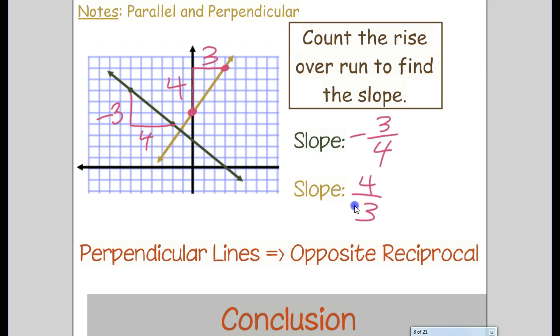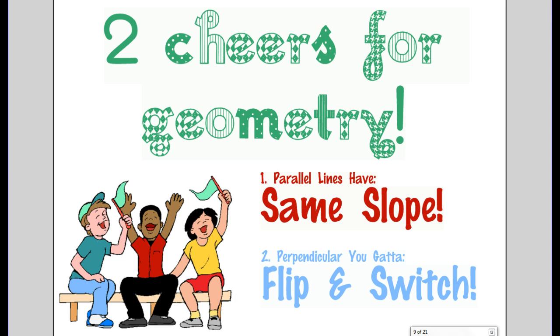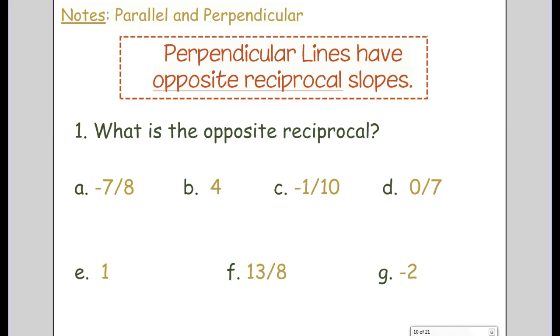You can't just do one or you will not be perpendicular. All right. We're not going to do the cheers today. Positive. Not feeling it. 8, 7.